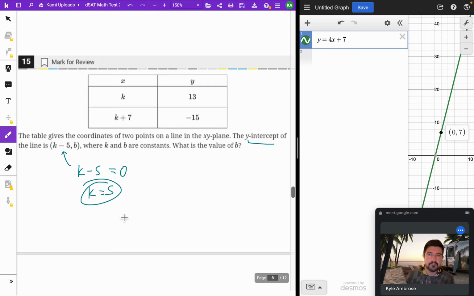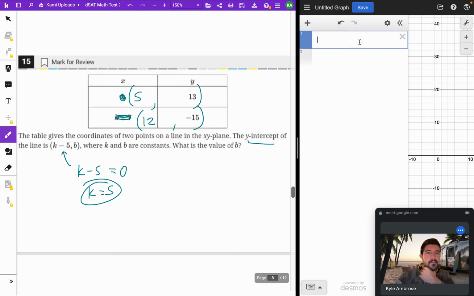That's not the answer, but it tells us that this k up here is 5, and this k is also 5. 5 plus 7 is 12. So the second point now is 12, negative 15. Now I have my points. There are many ways we can do this, but one of the best is to go to Desmos, add a table in, and put in these two points now.